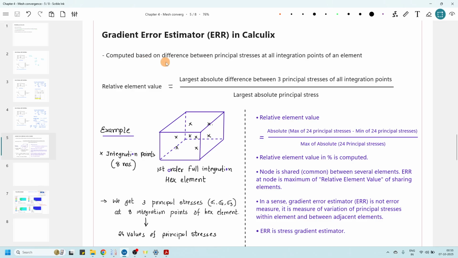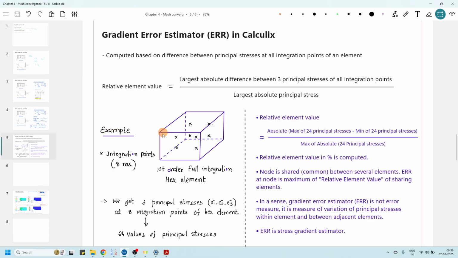It is computed based on difference between principal stresses at all integration points of an element. So the relative element value is calculated as a ratio of largest absolute difference between three principal stresses of all integration points, divided by largest absolute principal stress. Now this definition is very long and large, not easy to understand. So let's try to break up the definition and understand with the example. This is based on my understanding after reading Calculix documentation.